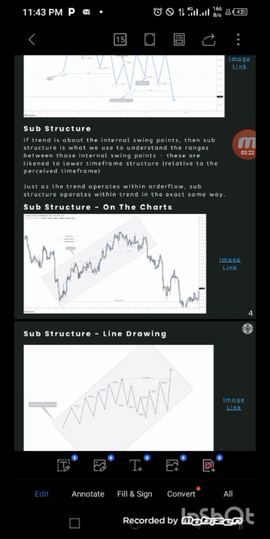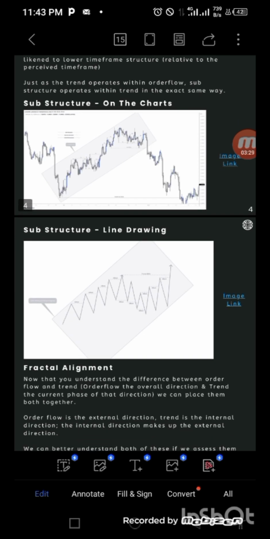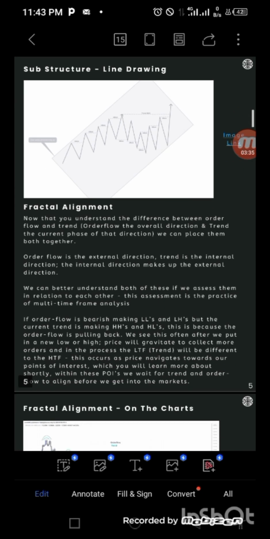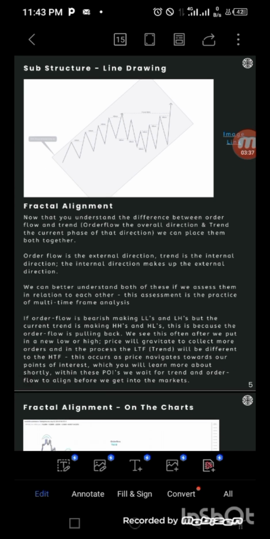Look at what happened at this point. The market moved up here and then broke the structure. Now it's a downward movement. So the substructure is drawn. Now, fractal alignment. Let's understand what it simply means. What is order flow? This is a continuation of order flow. You should try to understand it from here.